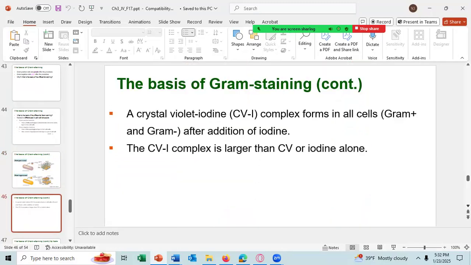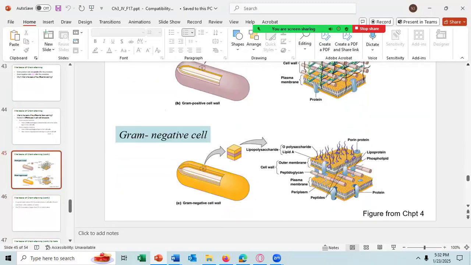The gram-negative cell wall has a much thinner layer of peptidoglycan. It also has a lipid bilayer outside the peptidoglycan, and then a lipid bilayer inside the peptidoglycan. The lipid bilayer inside the peptidoglycan is simply the cell membrane, called the plasma membrane here. And then we have our thin layer of peptidoglycan. Here, only one layer of peptidoglycan is shown.